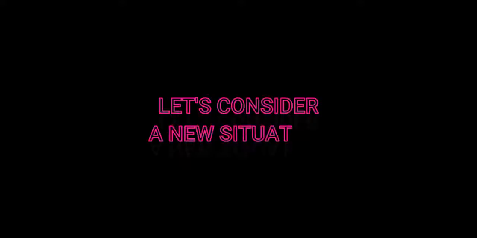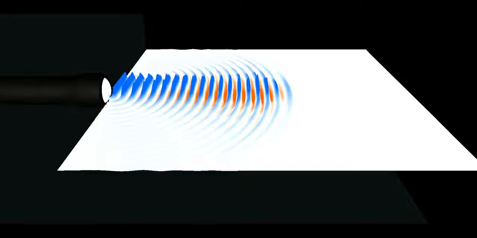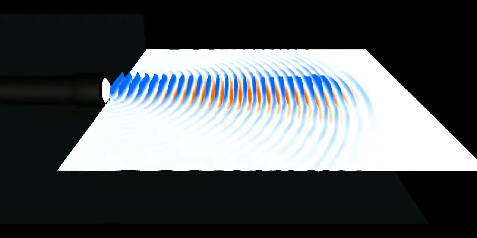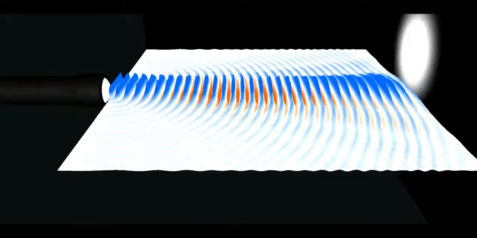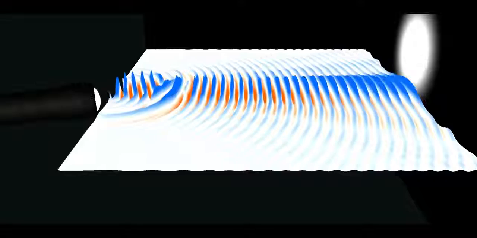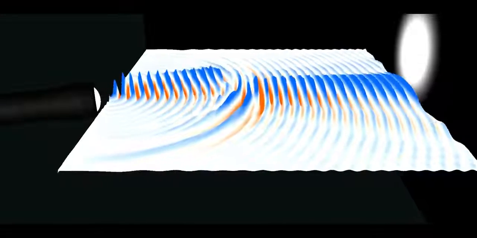Let's consider a new situation. A torch is switched on to illuminate the environment. The light emitted by the torch can be easily represented by plane waves. Those plane waves continue their journey forward until they reach a wall. At this point, a bright circle appears on the wall. If we rotate the torch, we change the direction of propagation of the plane waves, which will then illuminate another point on the wall.